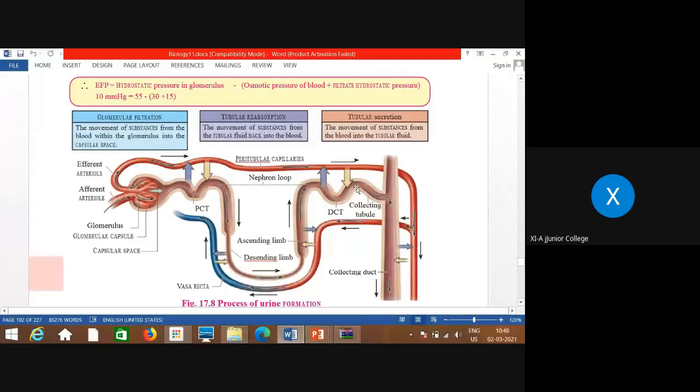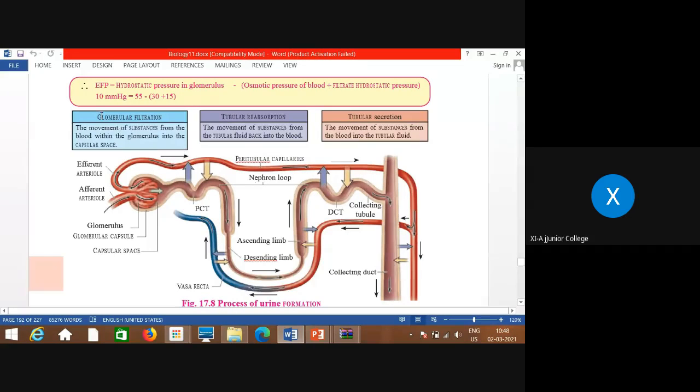And at the end, that urine is collected, or it reaches the collecting tubule and then the common duct. So this is what I repeated, the process of urine formation, which is going to help you for the next part. But before that, try to understand this equation.